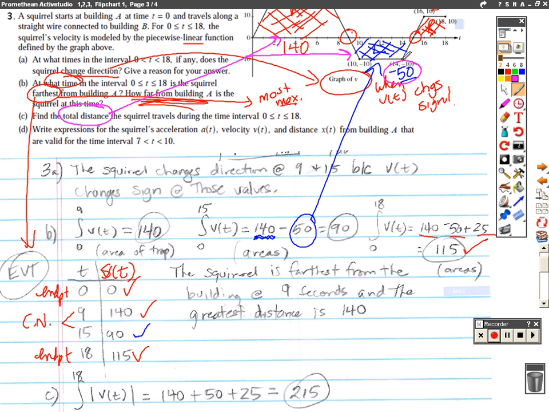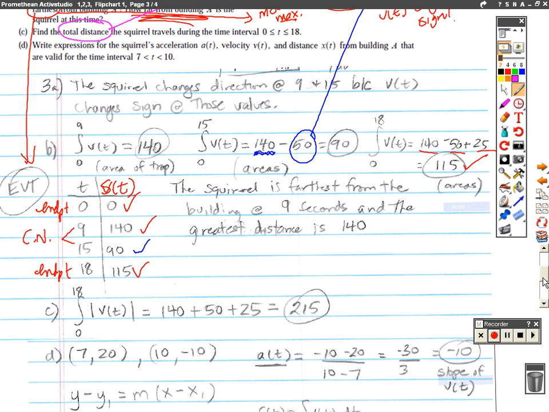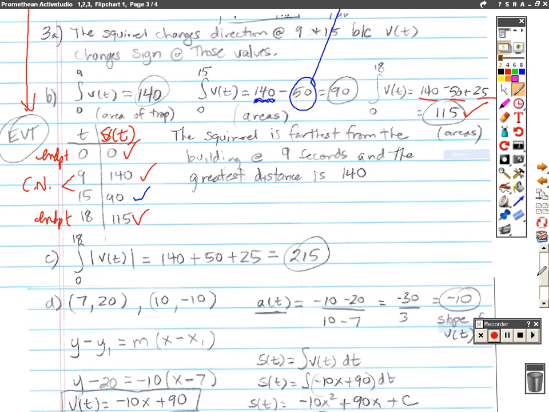So notice when I wrote the integral, I showed the grader that I'm taking the absolute value of velocity. It's going to be the 140 from 0 to 9. It's going to be technically minus negative 50 or plus 50 plus 25. So the total distance traveled by the squirrel is 215.